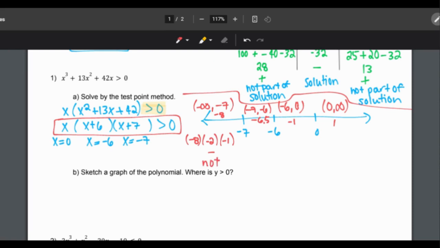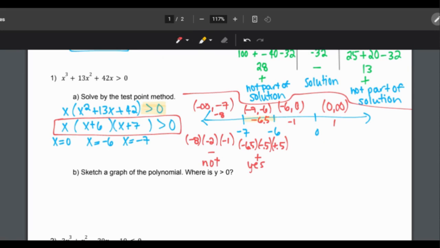All right, then I'm going to test -6.5. So I've got -6.5. -6.5 plus 6 is -0.5. And then -6.5 plus 7 is +0.5. So I've got negative, negative, positive. That's going to give me positive. So that is part of the solution. Okay, we'll highlight that part of the number line there.